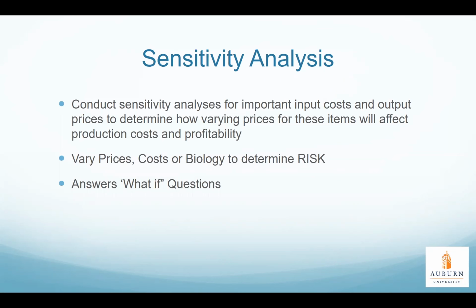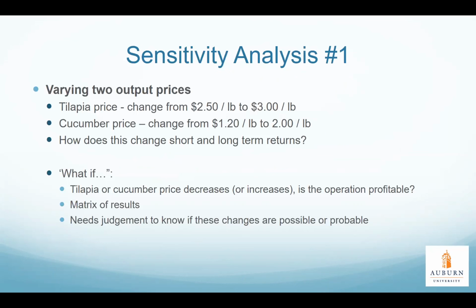So sensitivity analysis answers what if questions. So what if we varied the two output prices? You know, we changed that tilapia price from $2.50 a pound to $3 per pound, and we increased the cucumber price from $1.20 to $2 per pound. And so how does this affect the short and long-term net returns? And what we get with a sensitivity analysis, the way I'm going to show you, is a matrix of results, which will show you both increases and decreases above those values.